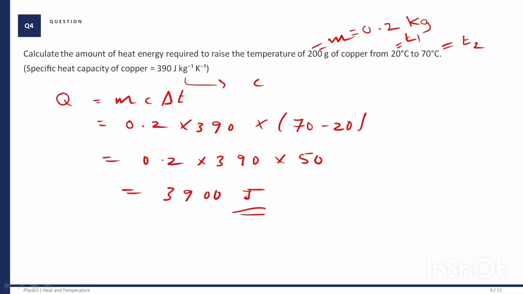That is the heat energy. What I have done: mass given in CGS system, I converted into SI. So 200 grams equal to 0.2 kg. Initial temperature, final temperature, and specific heat capacity are given in SI system. So I have taken the formula Q equal to m c delta T, and the answer is 3900 joules.